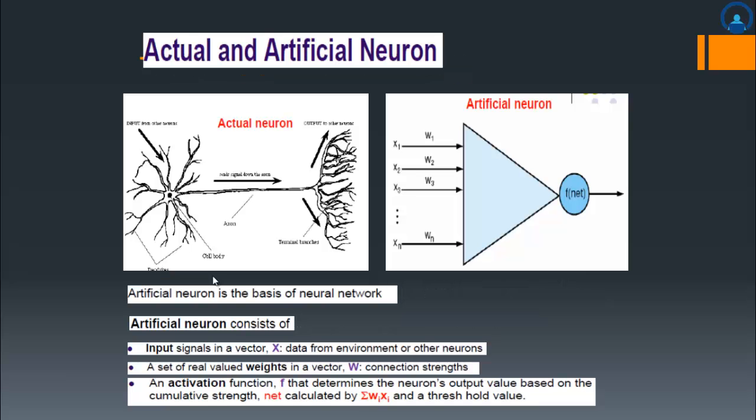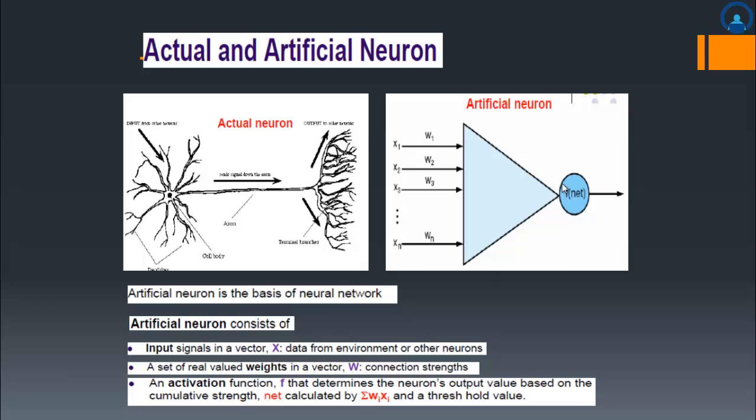Now we have the actual and artificial neuron. If you see the diagram of the actual neuron and how we have converted it into the mathematical diagram, that is called an artificial neuron. The actual neuron has input given through the axon. It has a cell body, and then through the axon the input signal is given and output is generated through output signals like terminal branches. So that is converted into the artificial neuron.